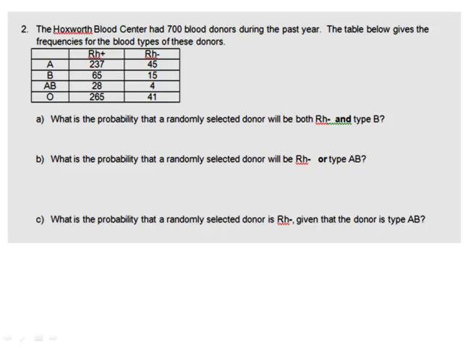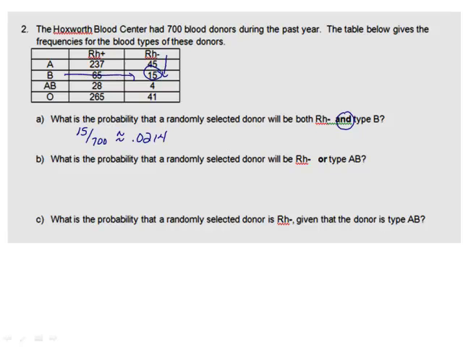Okay, in this one we have a table with blood types of blood donors, and first we're finding the probability that a randomly selected donor will be both Rh negative and type B. So we're finding where those two intersect, and there are only 15 of the donors that met both of those conditions. So we're taking our 15, dividing by the total, which was 700, and that gives us 0.0214.